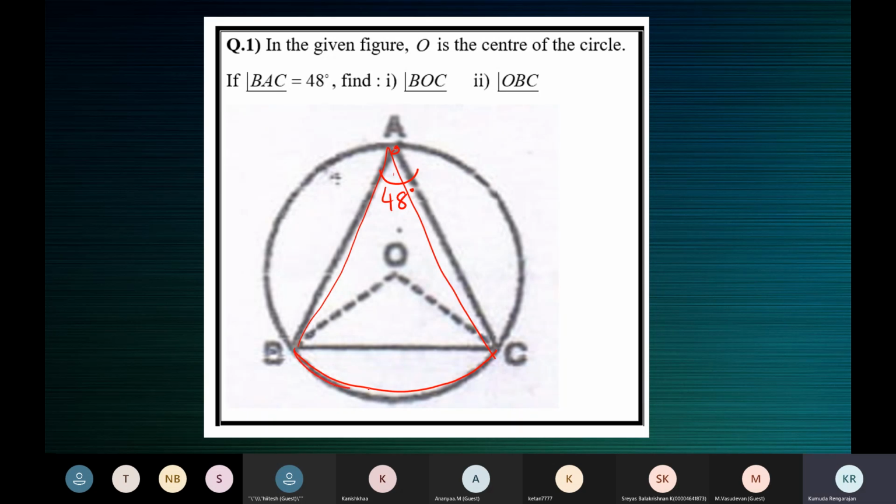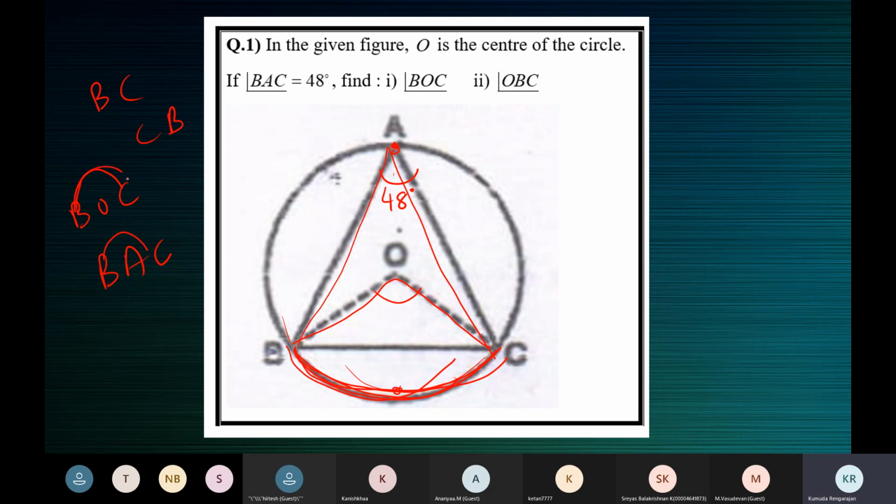See, BC is the arc. It's not making the angle on itself. It's making the angle on the remaining part of the circle at A. The same arc BC makes an angle at the center, BOC. From the name you can make out BOC, BAC. Arc BC, arc CB, both are the same arc.